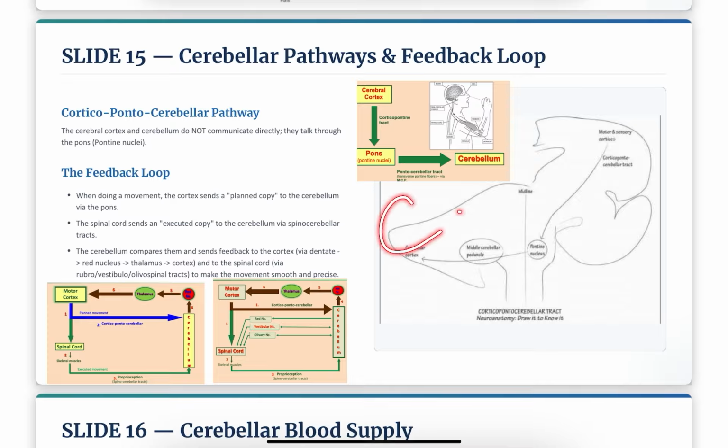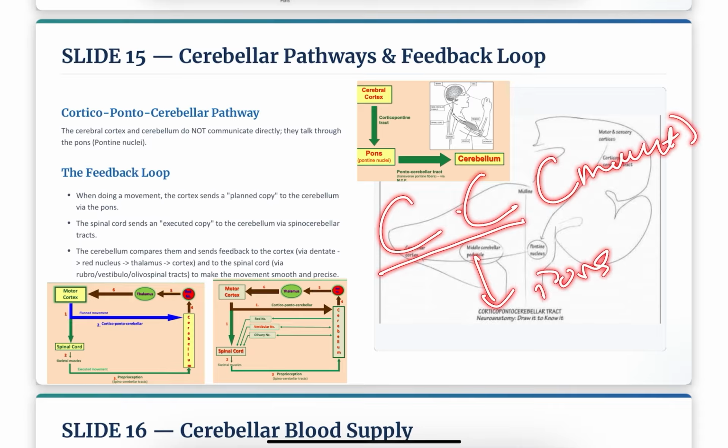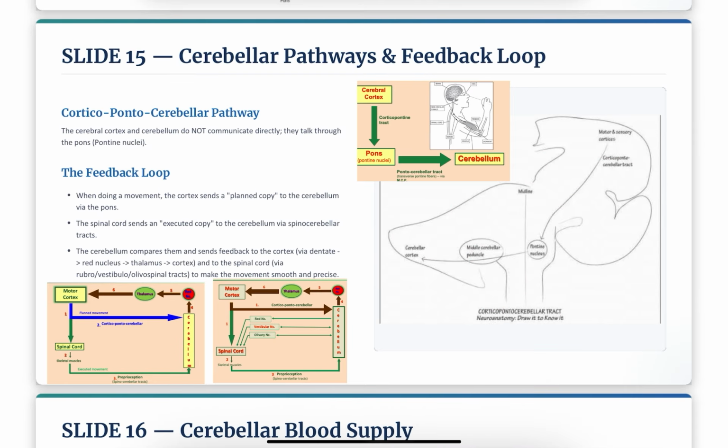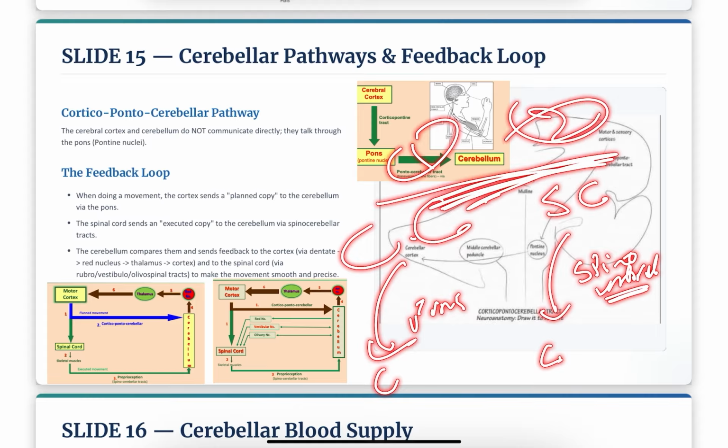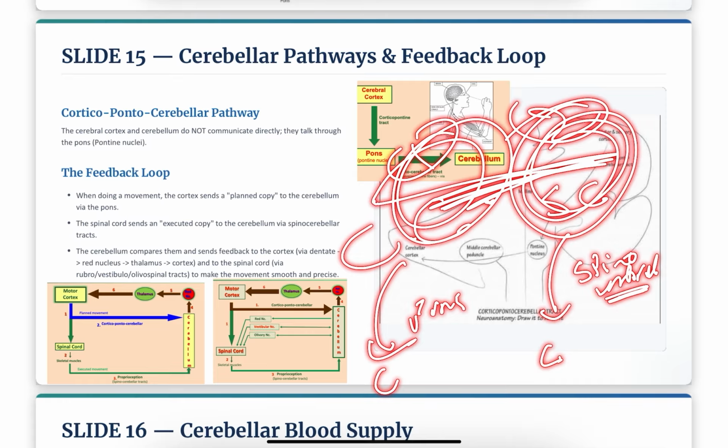So whenever the cerebral cortex is thinking of a movement, it sends it through the pontine nuclei to the cerebellum. At the same time, the spinal cord sends the executed copy to the cerebellum through the spinocerebellar tract. So the cerebellum is receiving two pieces of information: what we planned to do and what we actually did.